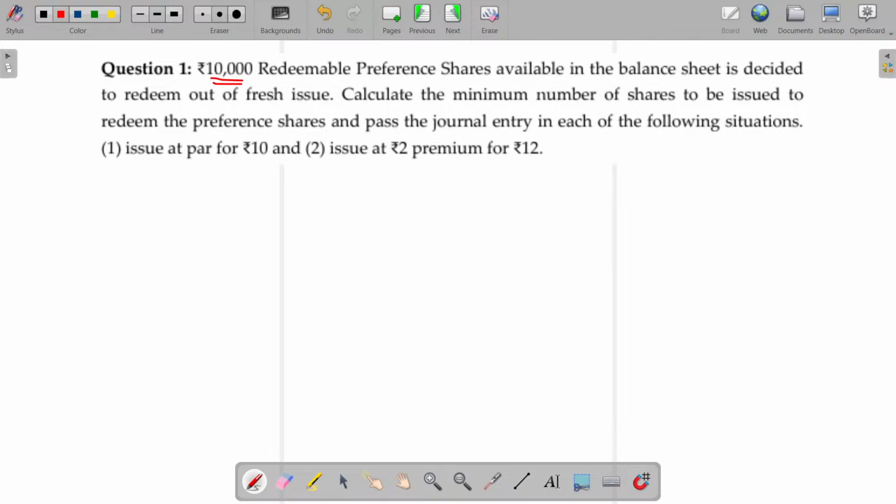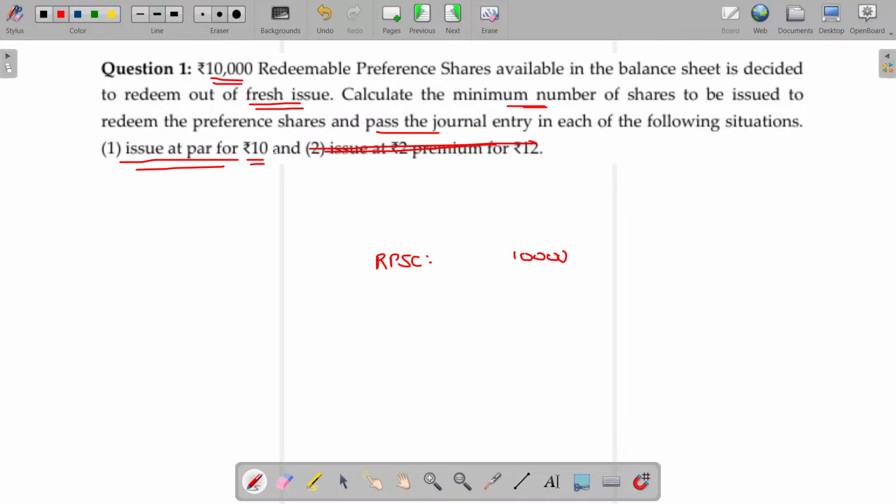$10,000 redeemable preference shares available in the balance sheet is decided to be redeemed out of a fresh issue. Redeemable preference share capital value being 10,000. Calculate the minimum number of shares to be issued to redeem the preference shares and pass the journal entries in each of the following situations. The share issued at rupees 10. We'll see situation number 1, not the second one.